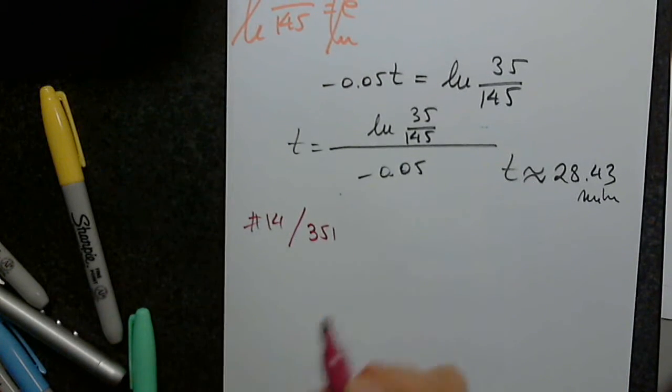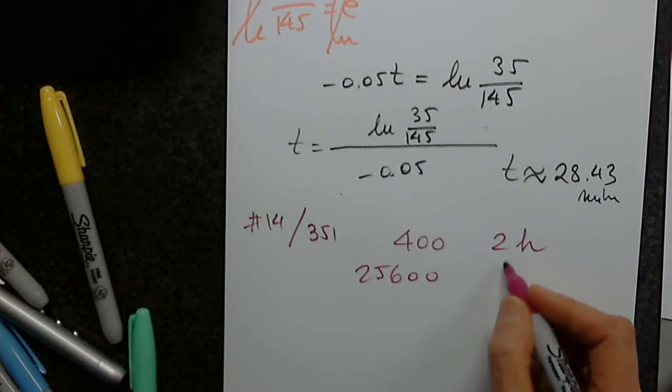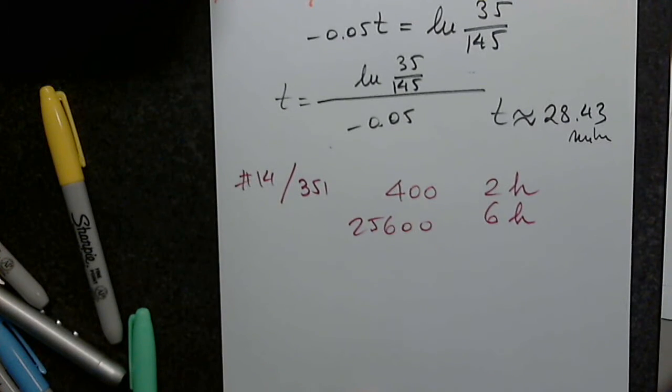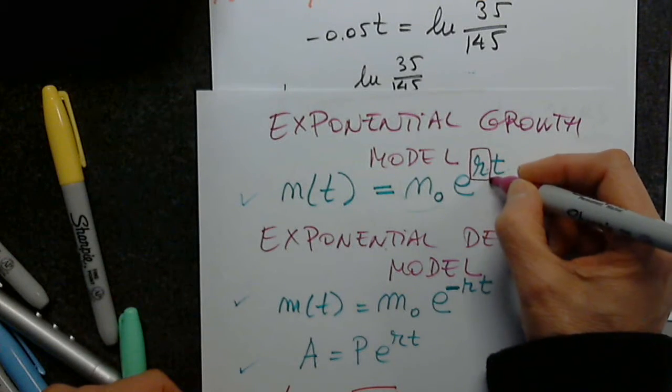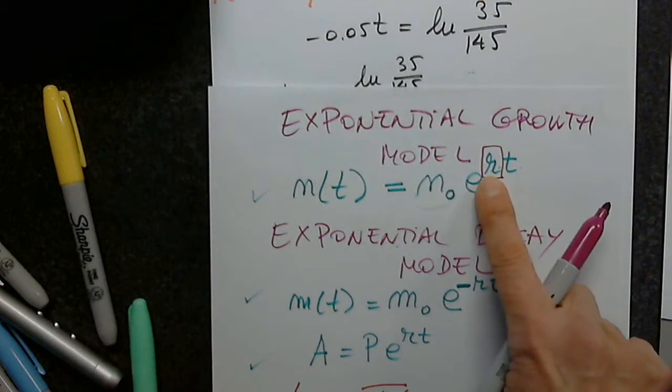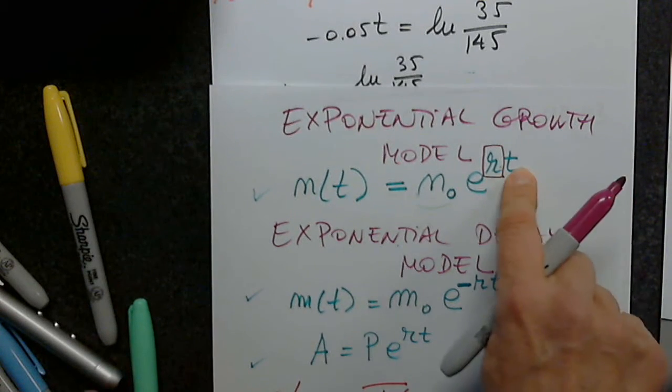on page 351. The count in a culture of bacteria was 400 after 2 hours, and 25,600 after 6 hours. What is the relative rate of growth of the bacteria population? Coming back, of course, this is the rate. N0 is the initial, R is the rate of growth, and T is time.